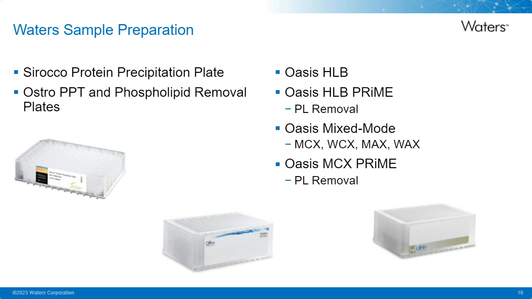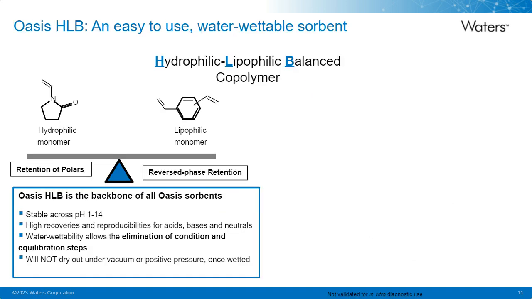When we're talking about more traditional trap and elute sample preparation, we have our OASIS family of sorbents. That includes OASIS HLB and OASIS HLB prime, which add phospholipid removal, as well as the mixed mode sorbents, the strong and weak cation exchangers. Additionally, we have OASIS MCX prime, which adds phospholipid removal to a strong mixed mode cation exchanger. So what is HLB? It is an easy-to-use water-wettable sorbent.